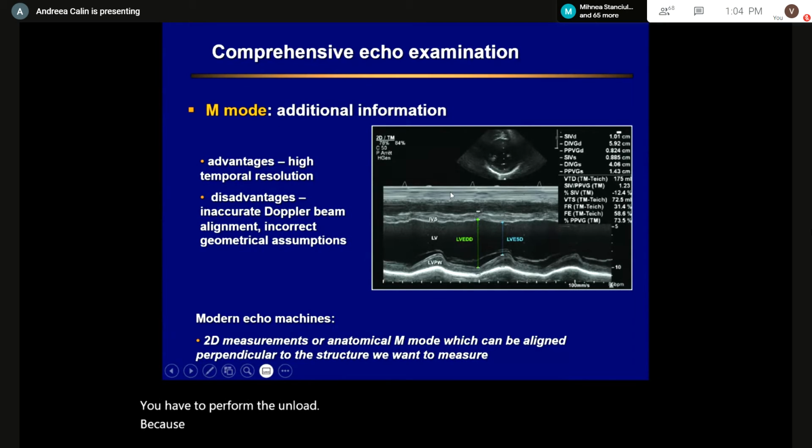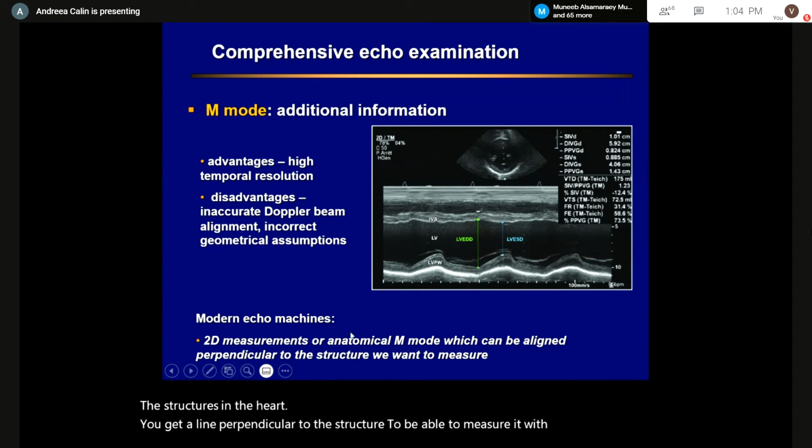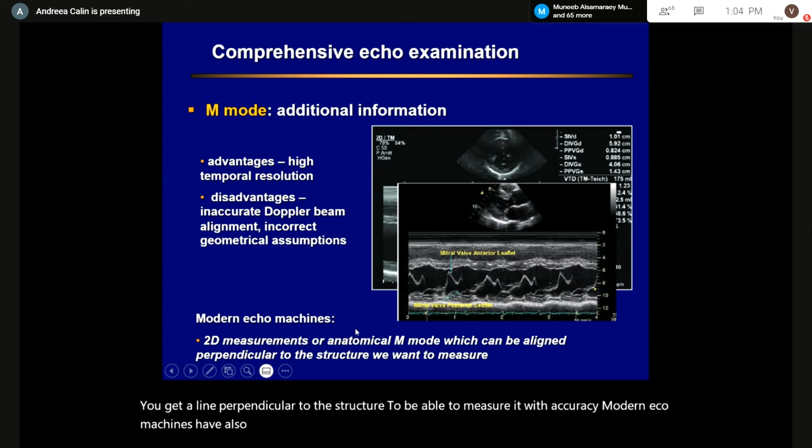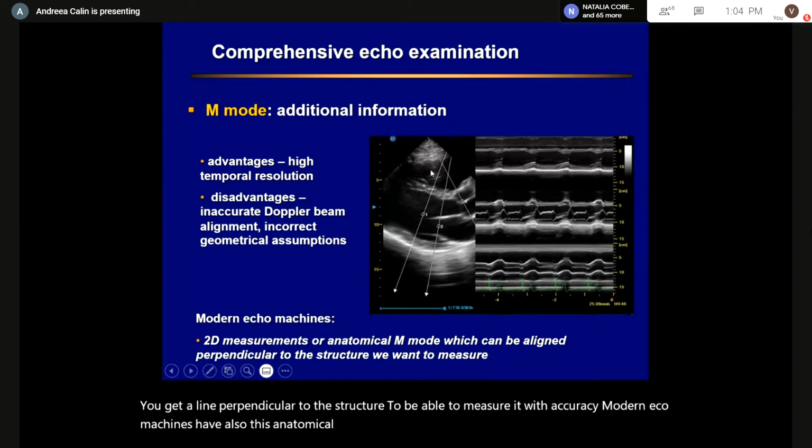This M mode helps you to see, because it has high temporal resolution, and you can better see the movement of the structures of the heart, and you can align perpendicular to the structure to be able to measure it with accuracy. Modern echo machines have also this anatomical M mode, where you can align perpendicular to the structures in every possible direction that you have to do it.